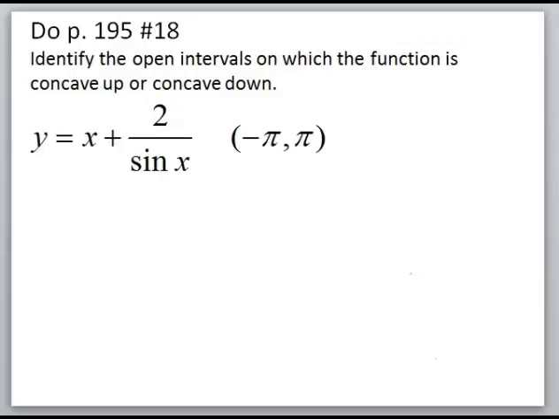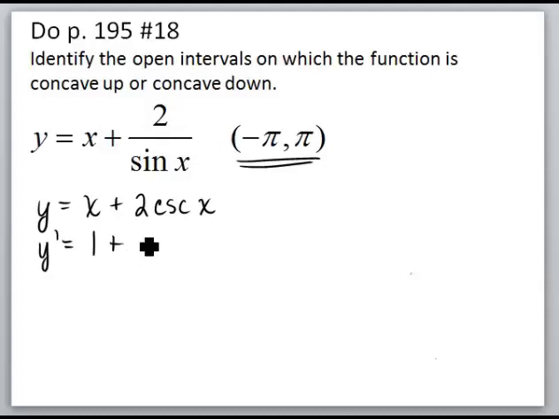This next example, we are going to find the second derivative. I noticed that this will be much easier to take the derivative of. Rather than using a quotient rule or chain rule, let's just change this into 2 cosecant x. Take note of the interval we're looking at. We're only going from negative pi to pi. So we're going to go ahead and find the first derivative. That gives me 1 plus 2. The derivative of cosecant is negative cosecant x, cotangent x.